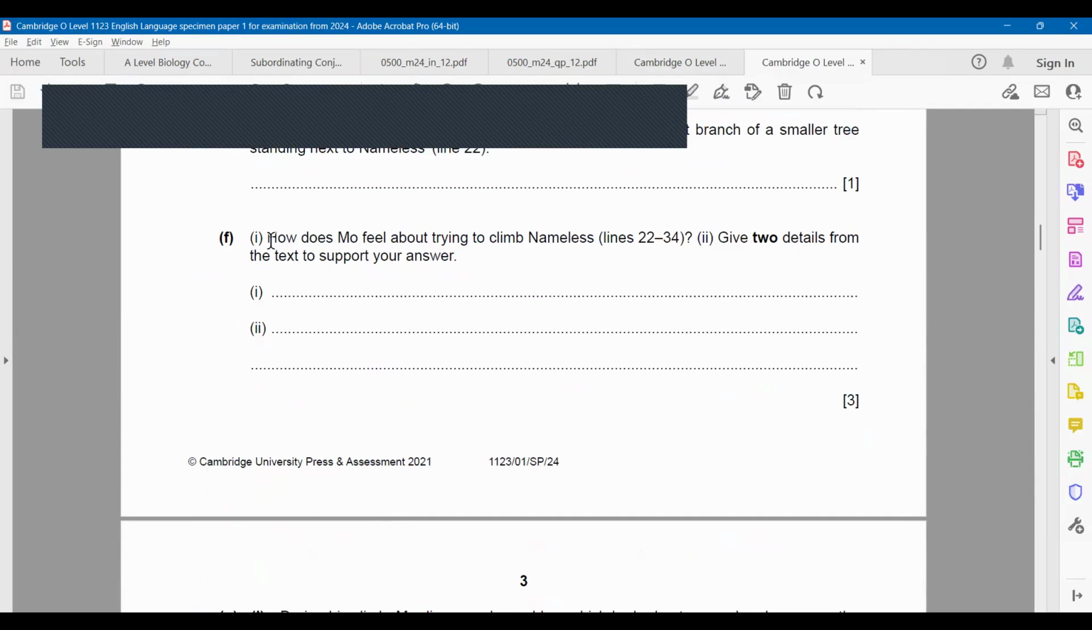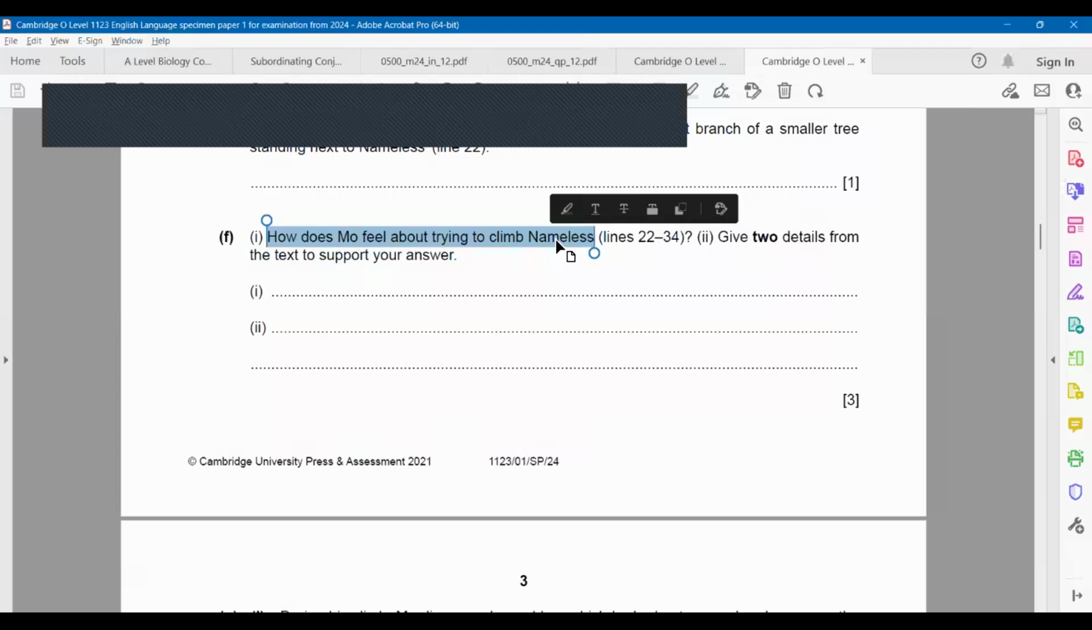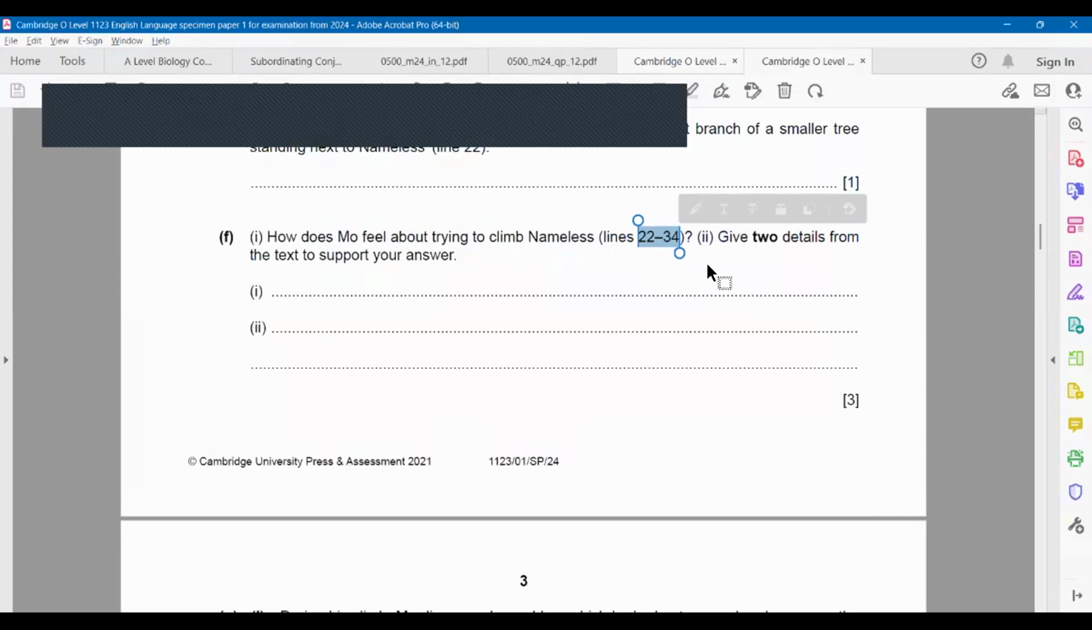Question F. So we're looking at the question types and how to understand them. How does Mo feel about trying to climb Nameless? You should be familiar with this because in the last class I asked you to read through the comprehension. So how does he feel? They've given you the range of lines 22 to 34. Because this question has parts, we're going to read both parts, as I mentioned, so we understand what exactly they are asking for. The first part is how does he feel, and then give two details from the text to support your answer.